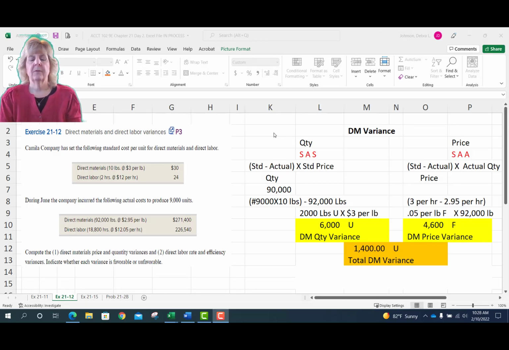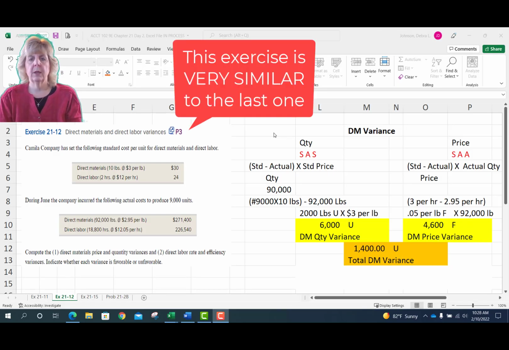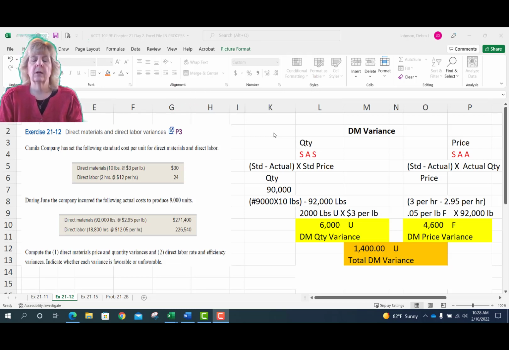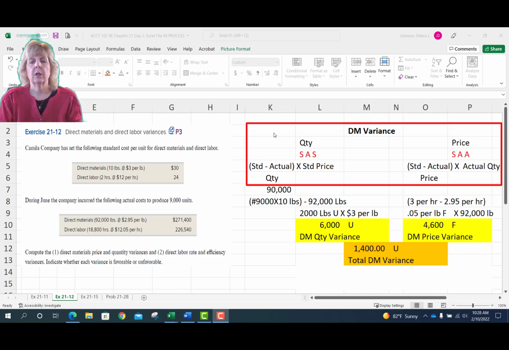In this next very similar exercise, we'll be computing the same variances. There will be 3 direct material variances and 3 direct labor variances. The formulas are shown at the top. Once again, I'm showing you the alternative solution because I believe in my heart of hearts that this is much easier than the way the author described it.